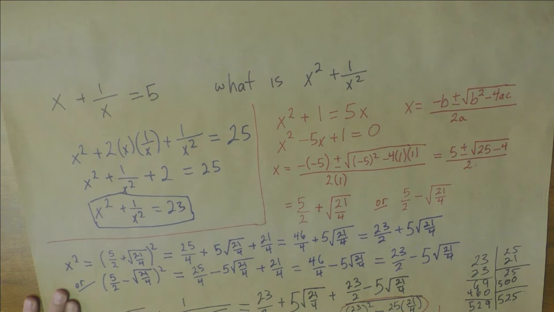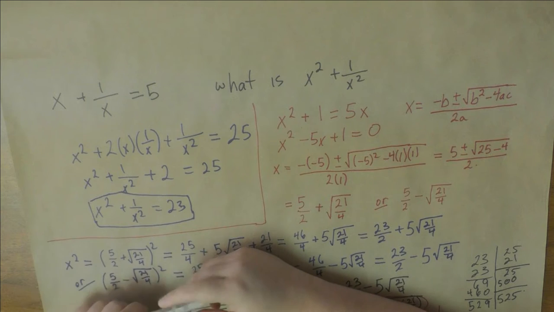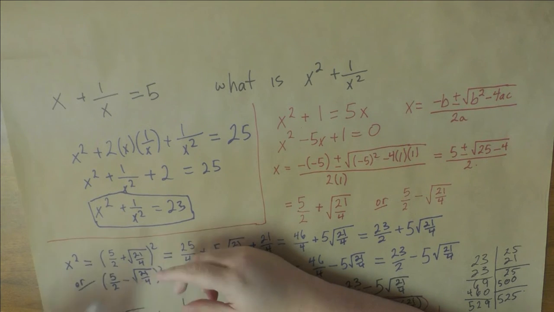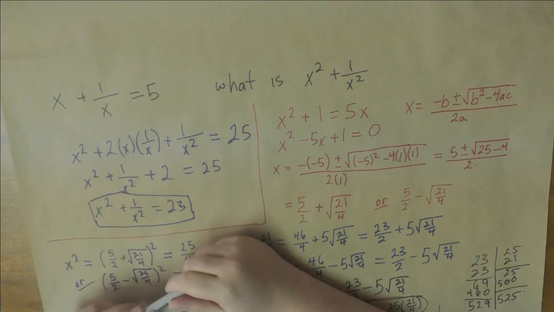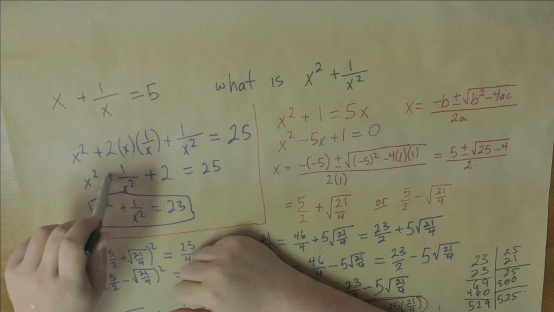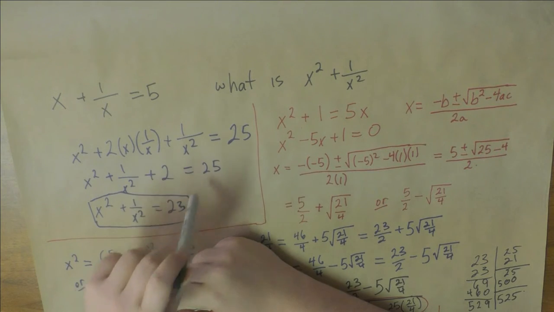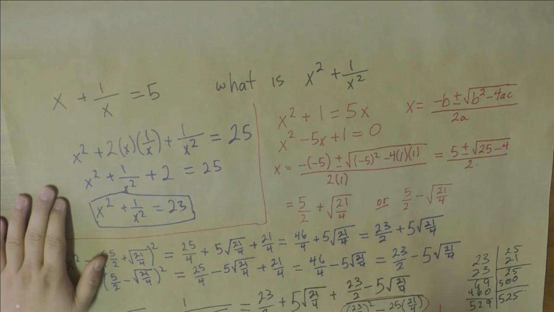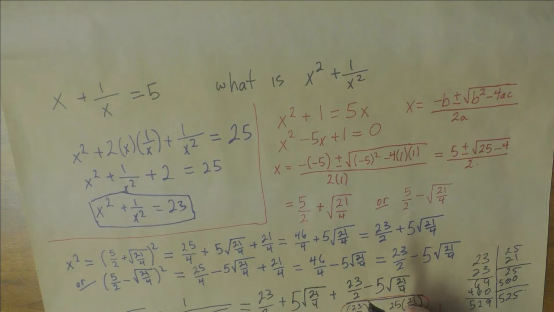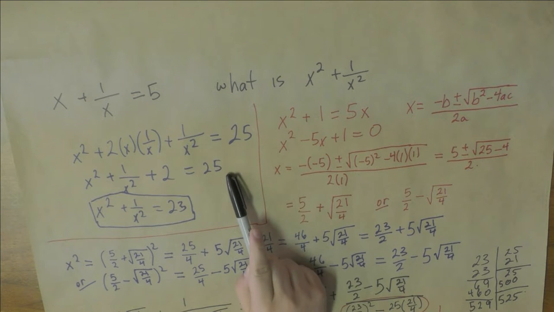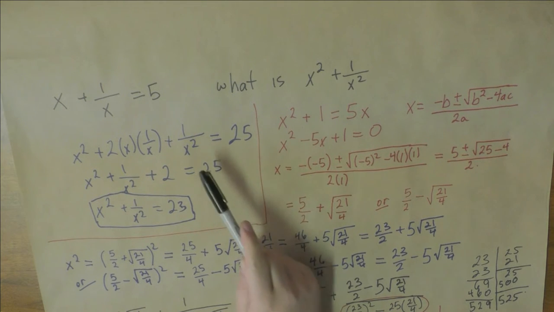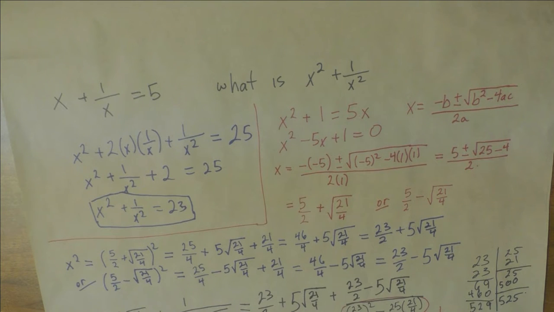Now, what that tells you, it's quite fun, is you note that if you square this, you're always going to get x squared plus 1 over x squared plus 2 equals the square of this number. So if you change the 5 to 6, this should come up as 34. If you change it to 10, it should come up as 98.